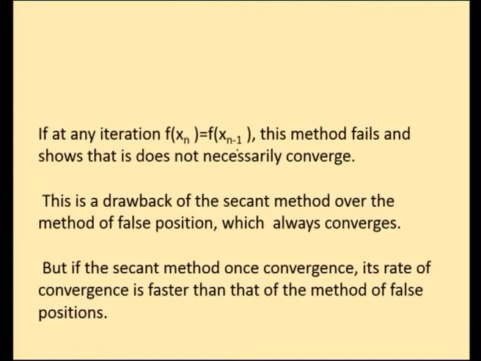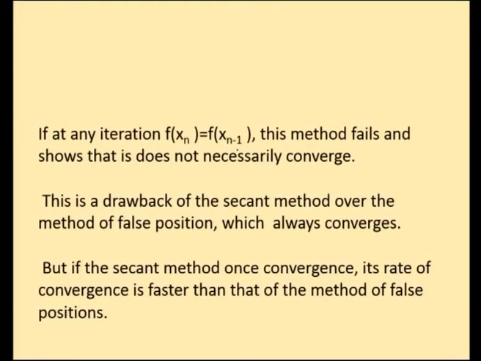This is actually the drawback of the secant method over the method of false position, which always converges, given the condition f of x0 into f of x1 is less than 0. But if the secant method does converge, its rate of convergence is faster than the method of false position, in the sense that the number of iterations is less and we get the answer very quickly.